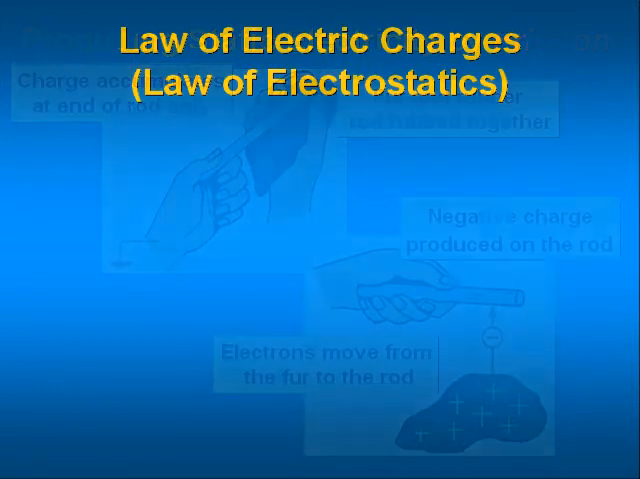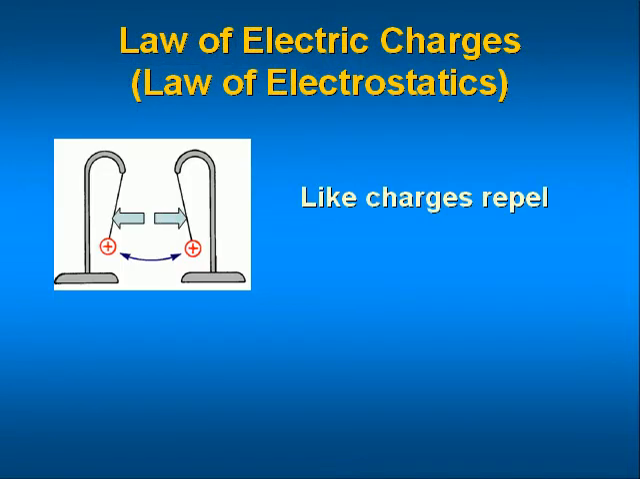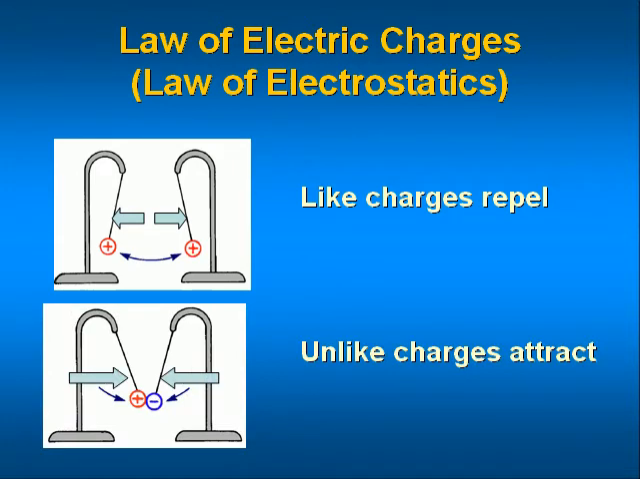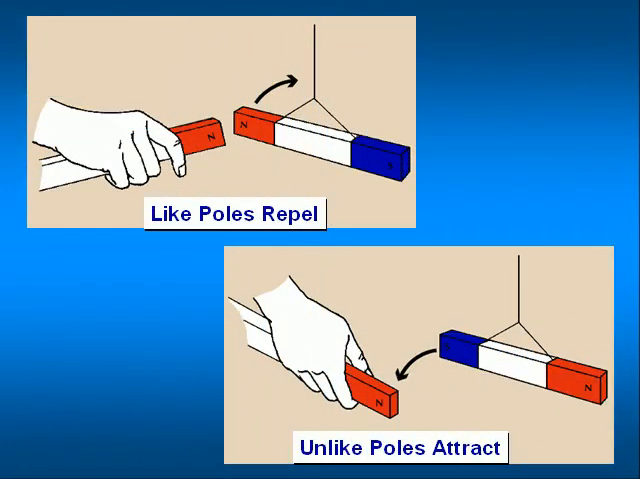The law of electrostatics is very simple. Like charges repel or push each other away, unlike charges attract or pull together. This is analogous to the law of magnetism, where like poles repel and unlike poles attract.